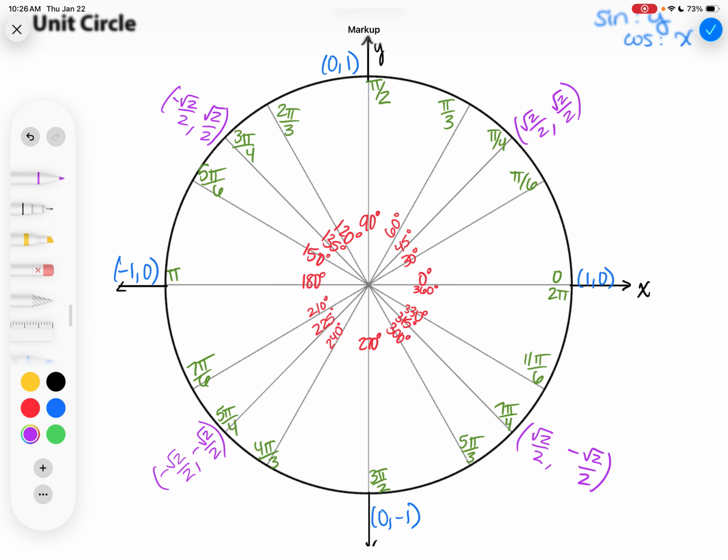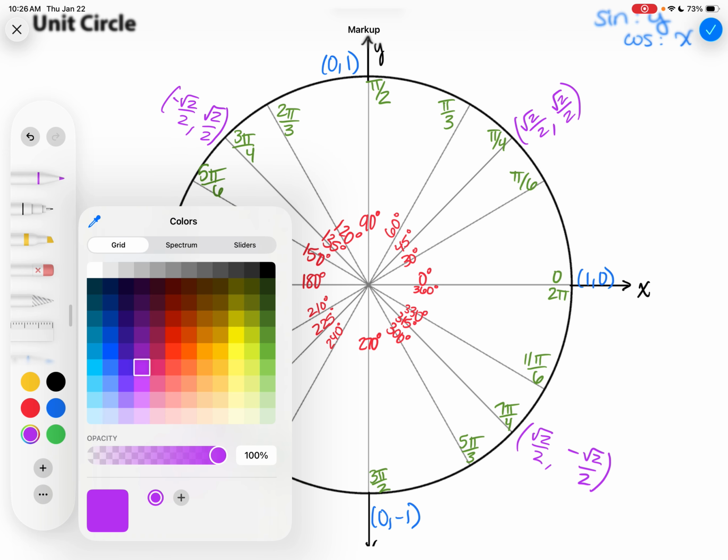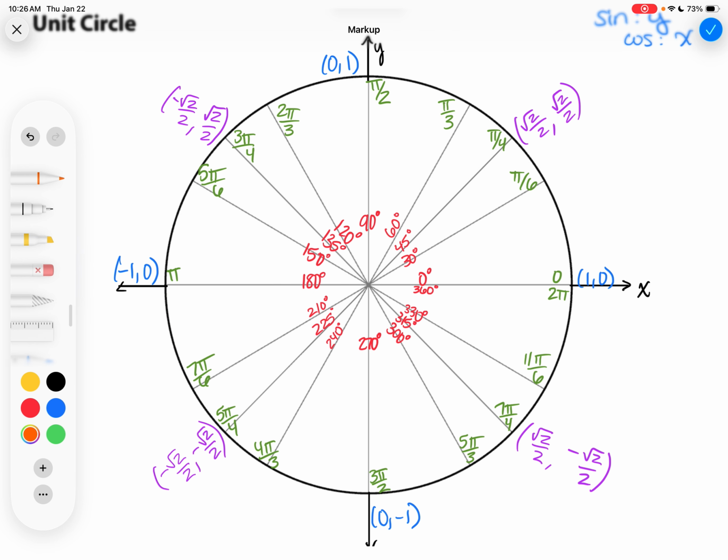All right, switch color again. Switch colors. Purple. I just got my blue. I want blue again. All right, I'm going to do pi over 6s now. Really doesn't matter on these two.